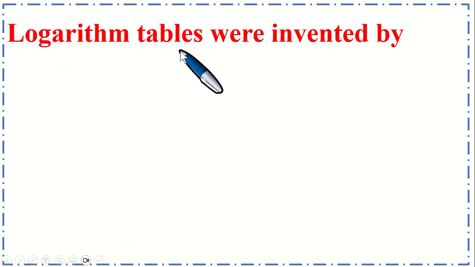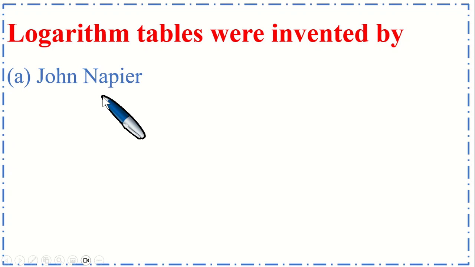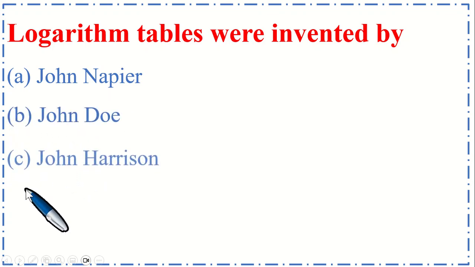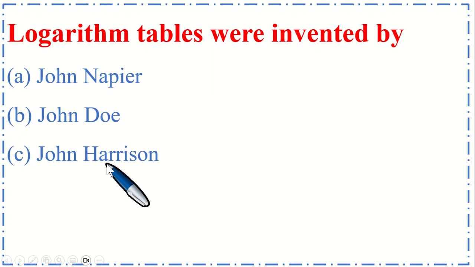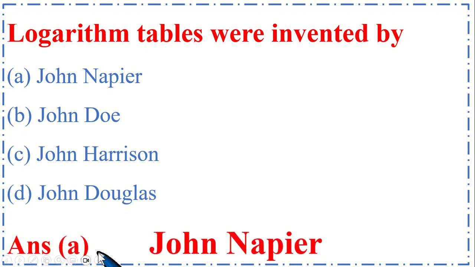Logarithm table were invented by option A John Napier, B John Doyle, option C John Harrison, and option D John Douglas. So the correct option is A John Napier.